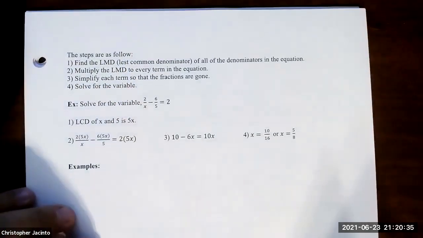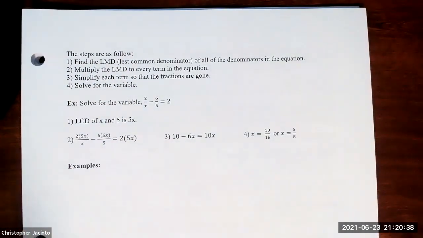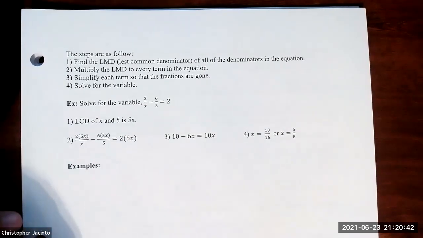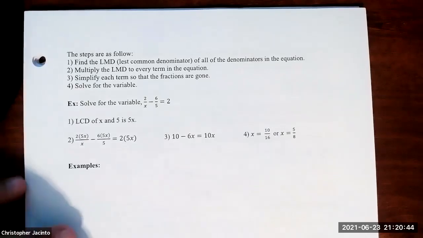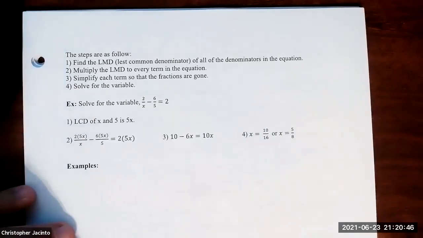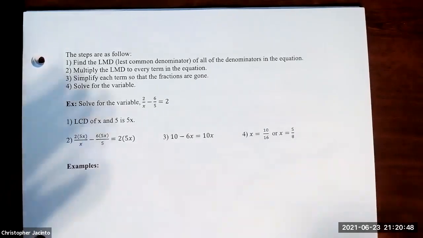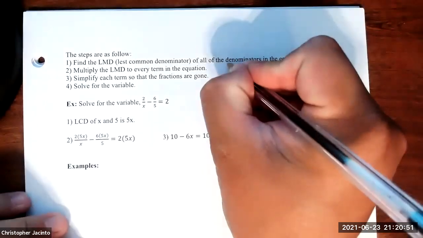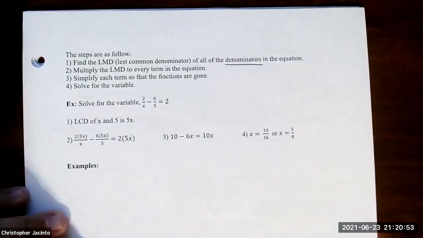And that is actually the first step. Again, instead of LCD, it's called the least common multiple when it comes to the denominator. But it's the same process, just different letters. The exact same thing, right? Again, we're going to do it for the entire denominators of the equation.